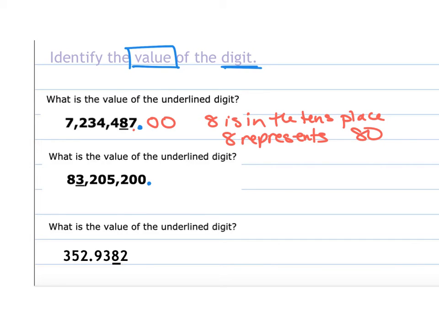Here for the underlined digit, I see that we are looking at the 3. Looking at my place value chart, I see that the 3 is in the millions. And I know that millions comes after the 100,000s, so after that comma. So the value of that 3 isn't just 3, it is 3 million.